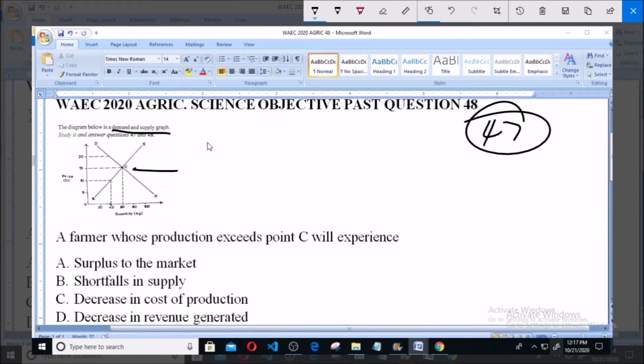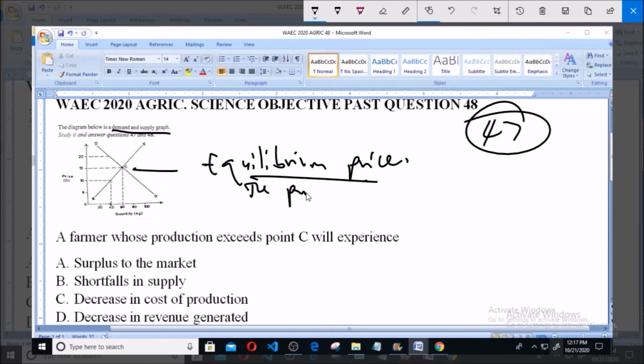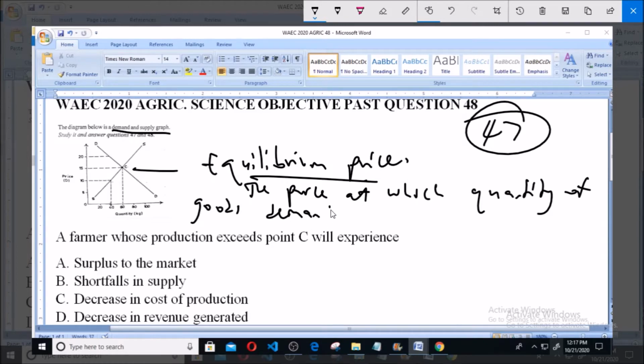that the point labeled C is known as the equilibrium price. That is the equilibrium price labeled C. I will define it as the price at which the quantity of goods demanded and supplied are equal. So what happens when production exceeds, goes above this point?